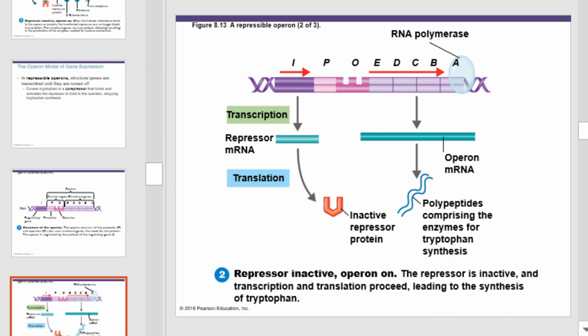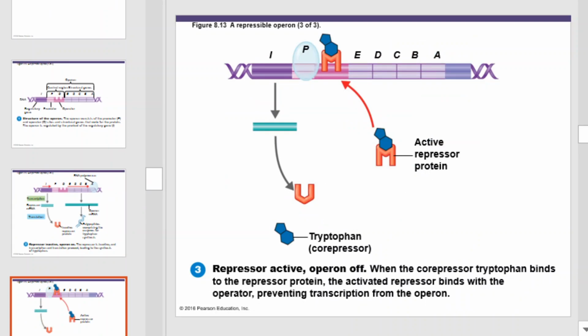This is an illustration of the repressor inactive, operon on. The repressor is inactive and transcription and translation proceed, leading to the synthesis of tryptophan. This is an illustration of the repressor active, operon off. When the co-repressor, tryptophan, binds to the repressor protein, the active repressor binds with the operator, preventing transcription from the operon.